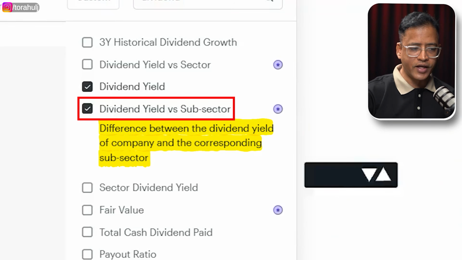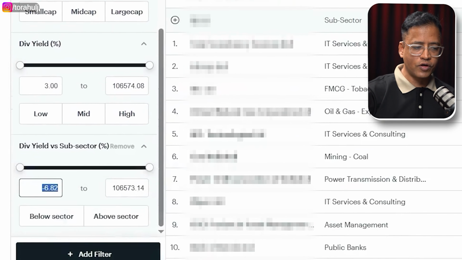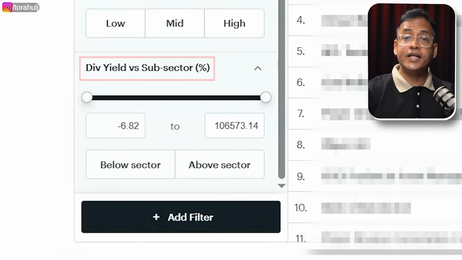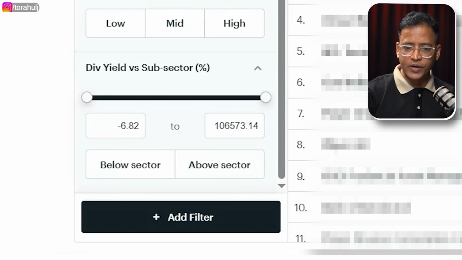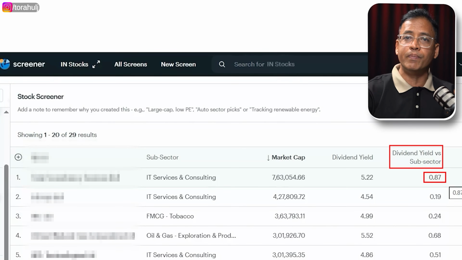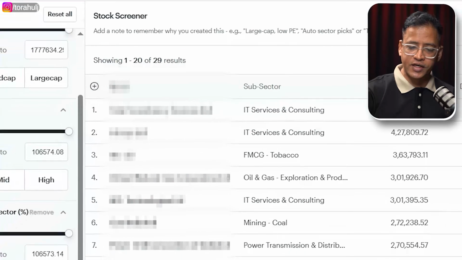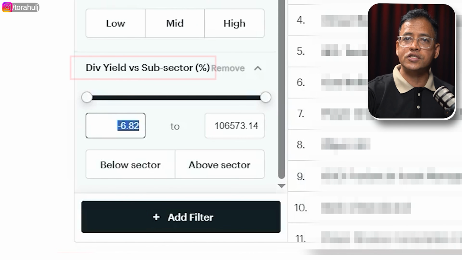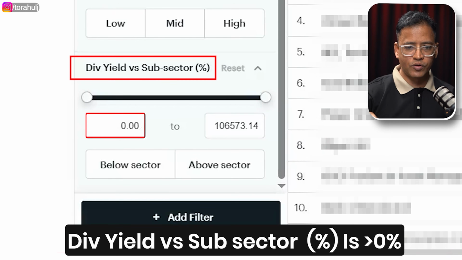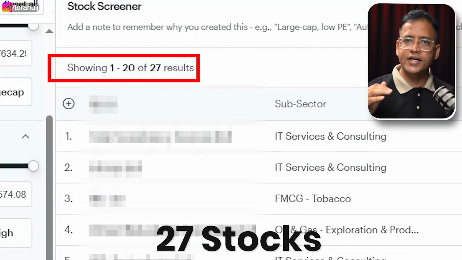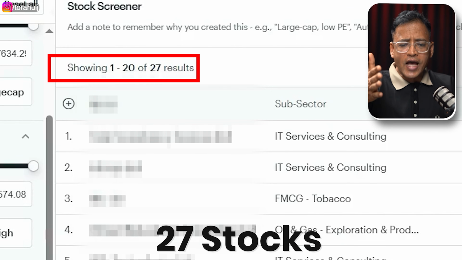Okay. So I'm going to click on that and I'll say if the difference, so if you see dividend yield versus subsector, it is an incremental one. So for example, the first company here, it is giving 0.87% better dividend yield than its subsector. Okay. So what I'm going to do is I'm only interested here where the dividend yield versus subsector is higher than 0%. Okay. So I get around 27 companies that are giving better dividend yield versus their subsector. Now, this is what is happening currently.